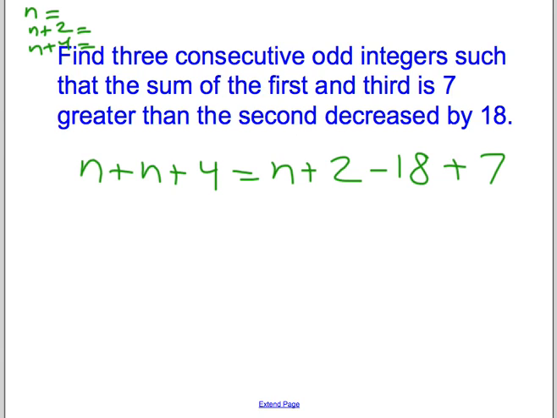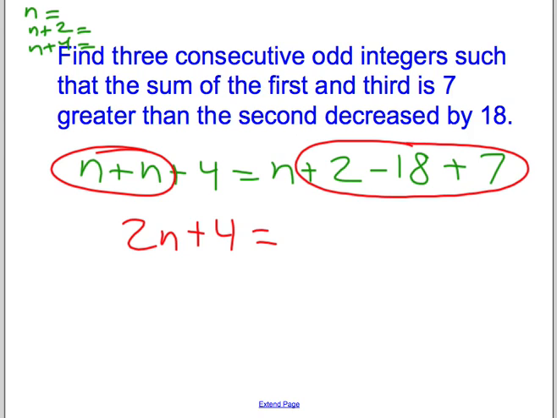Okay. Get your like terms together on each side. N plus n is 2n plus 4. And then we're going to combine these 3 terms. So that negative 16, negative 11. Negative 11. No, I may have done that wrong. I got negative... how about negative 9?